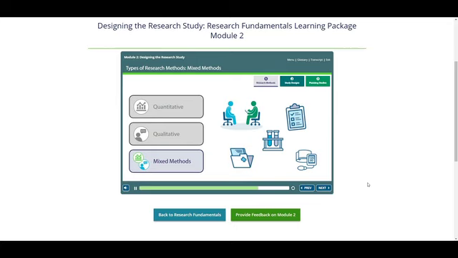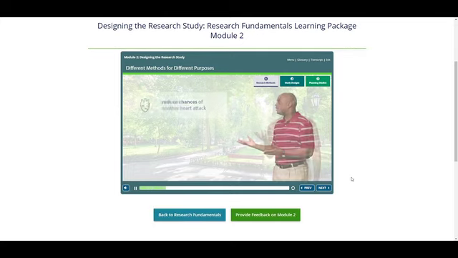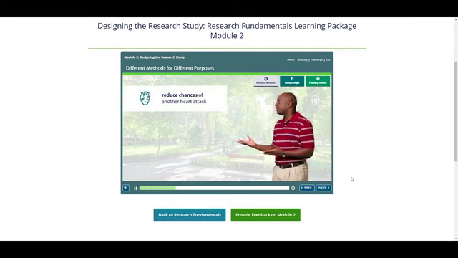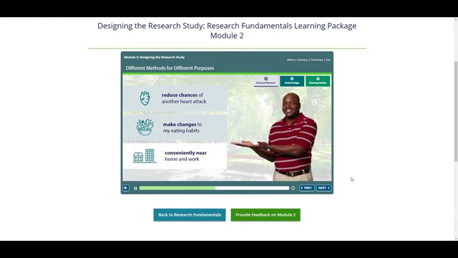Mixed method studies can help researchers measure outcomes, as well as describe the ways that people think or feel about those outcomes. When I was choosing a rehab program, I had a lot on my mind. I wanted a program that would reduce my chances of having another heart attack. I wanted a program that could help me make changes to my eating habits. I also wanted something convenient, near home or work.